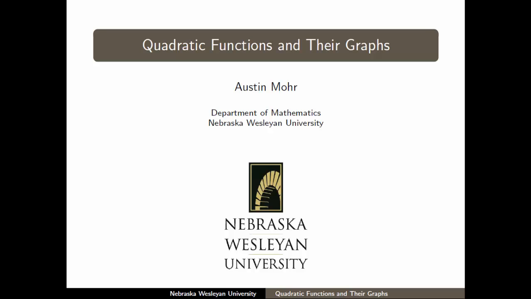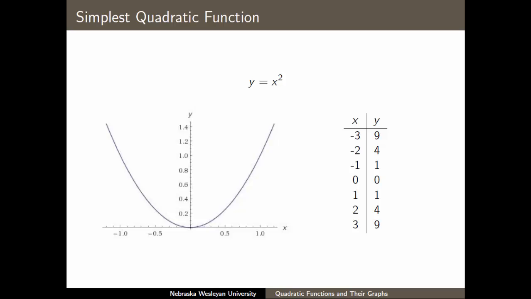Now we're going to move on to a completely new kind of function called the quadratic function. The simplest quadratic function is y equals x squared and has this parabolic shape. For positive values of x, we get faster growth for larger values of x, but the accelerating growth is not as extreme as we would expect for an exponential function.